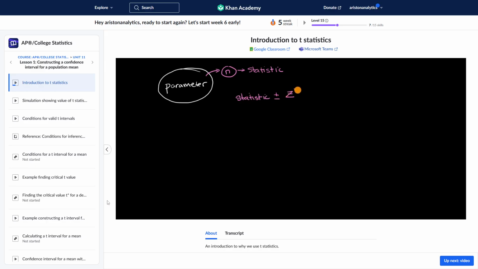And so we'll often say this critical value, z, and this will be based on the number of standard deviations we want to go above and below that statistic. And so then we'll multiply that times the standard deviation of the sampling distribution for that statistic. Now, what we'll see is we often don't know this. To know this, you oftentimes even need to know this parameter.